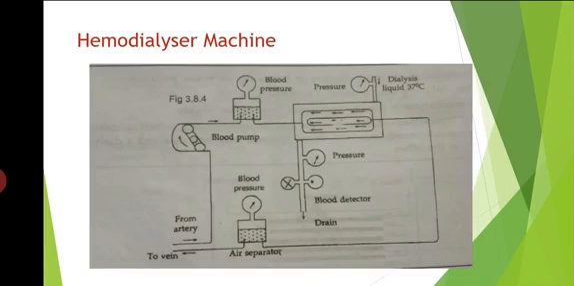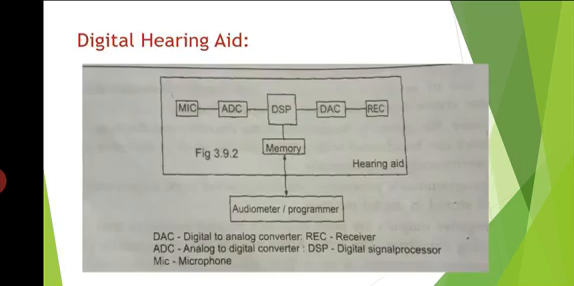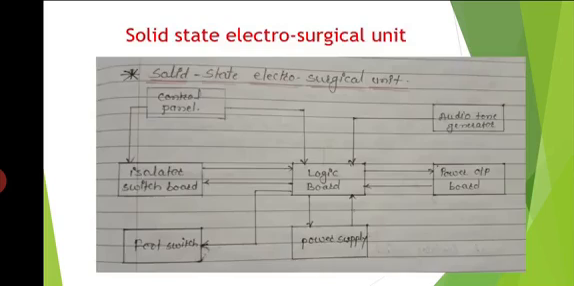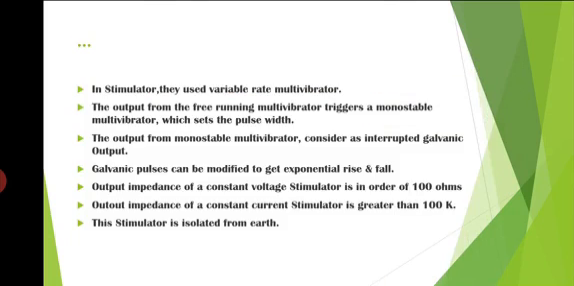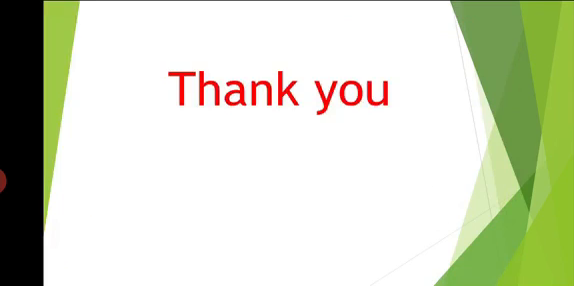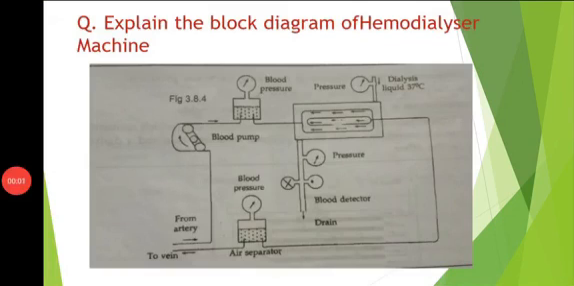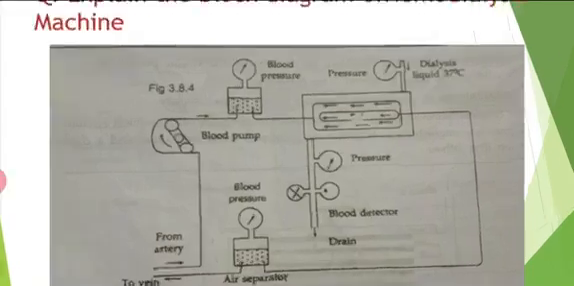Hemodialyzer machine. Now we will see the block diagram of a hemodialyzer machine. The hemodialyzer machine is used for dialysis. When there is any kidney problem, or the kidney is not working properly, in that case an external hemodialyzer machine is used for blood purification. This is the setup for the hemodialyzer machine.